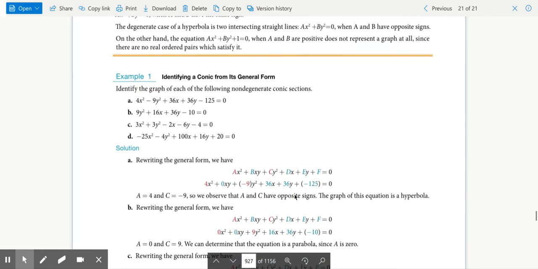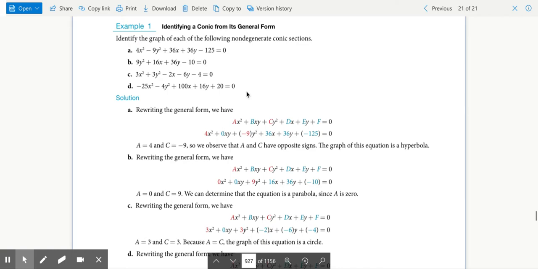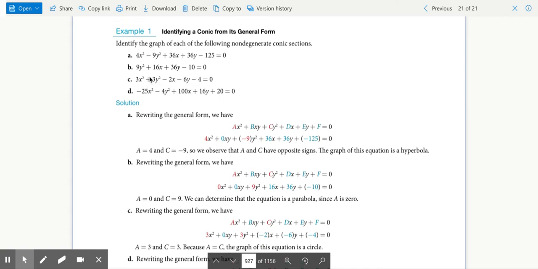And this has, again, all those rules written out. So let's look at this example. In this example, we're given all equations that don't have that b term, so we can be sure which conic section these are. We don't have to guess. In this one, we have a positive term and a negative term, so this is a hyperbola. In this one, we have only one squared term, so this is a parabola. In this one, we have 3x squared and 3y squared. They're the same, so this is a circle.